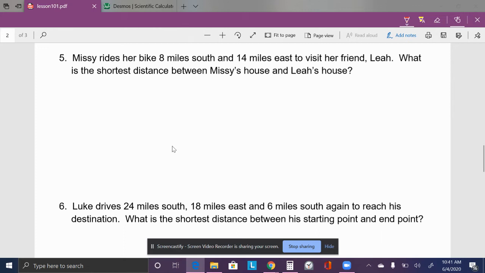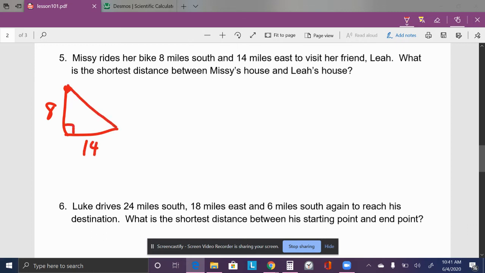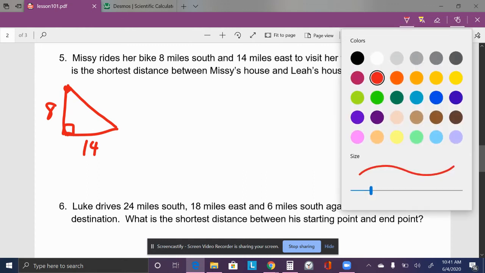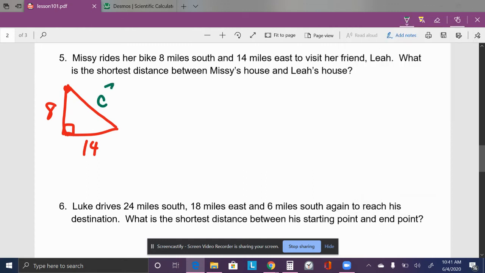Missy rides her bike 8 miles south, 14 miles east to visit her friend. What is the shortest distance between Missy's and Leah's house? All right, so here's Missy. She's gonna go 8 miles south. Boom. 8 miles down and 14 miles east. We want to find this distance here. Oh, look at that. We got a right triangle. And I'm trying to find the hypotenuse, right? That's across from the right angle.